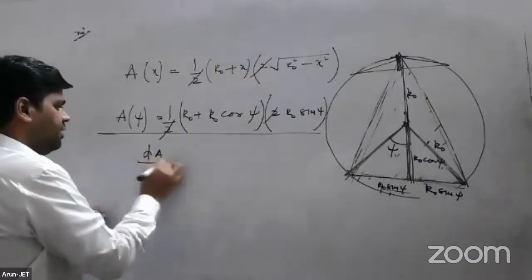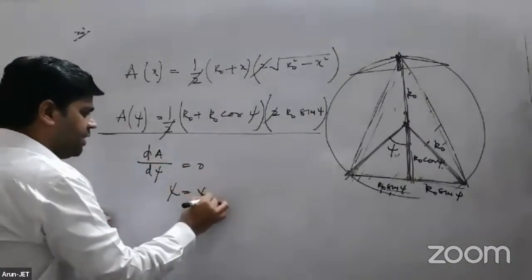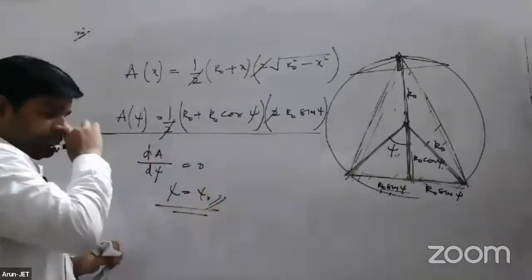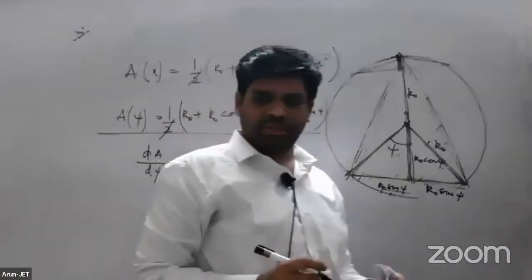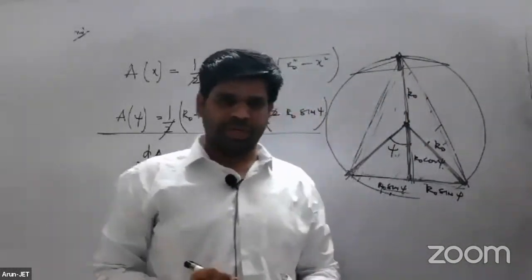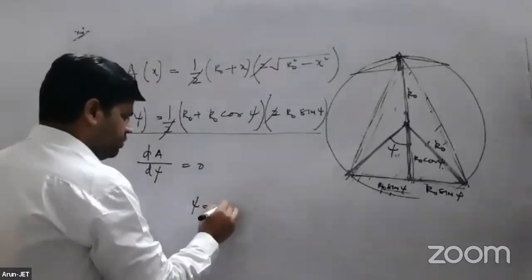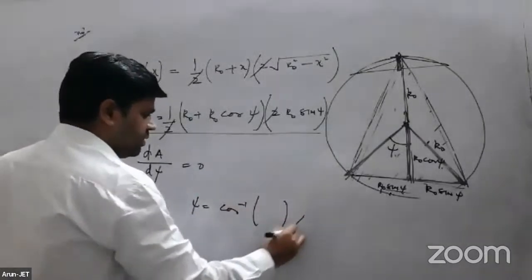Now what I do, I differentiate this with respect to psi and equate it to 0. I'll get psi equal to some psi naught. That would be the answer. In fact, I'll get psi equal to cos inverse of something.